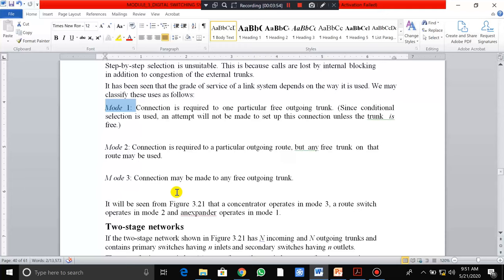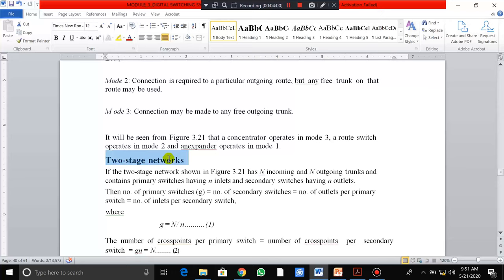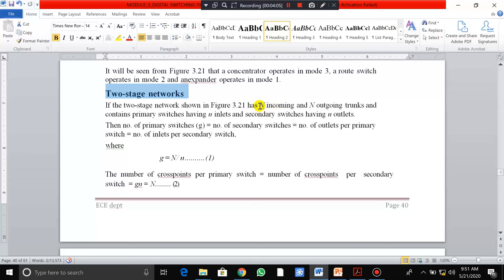Okay, so now let us discuss the 2-stage network. If the 2-stage network has N incoming trunks, that means it is having N incoming trunks as well as N outgoing trunks in general. Therefore, it contains primary switches having n inlets and secondary switches having n outlets. So now let us consider the number of primary switches as g, small letter g, which is equal to the number of secondary switches, which is also equal to the number of outlets per primary switch, which is equal to the number of inlets per secondary switch, which is given by the equation g is equal to N by n, that is capital N by small n.